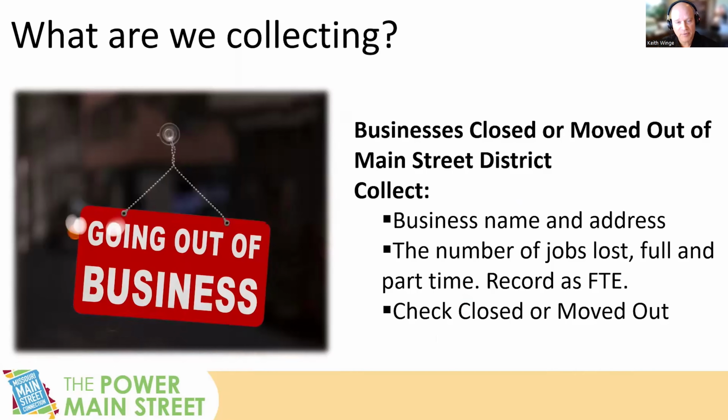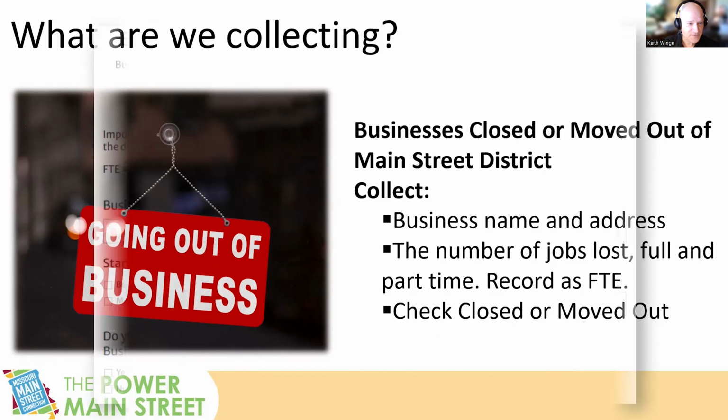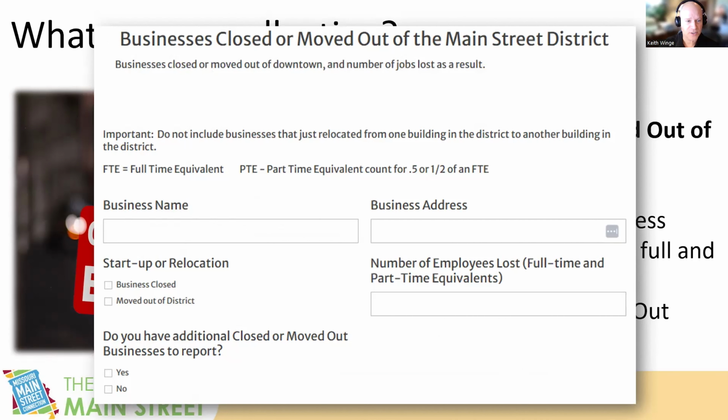So on the other side, we want to know about businesses that closed or moved out of the district. A lot of the same information, but in reverse. So we want to know the business name, the business address. Did the business physically close, period, forever? Or did that business move out of the Main Street district into another part of town or another community? And then the number of employees lost, and again, as FTE or full-time equivalents.